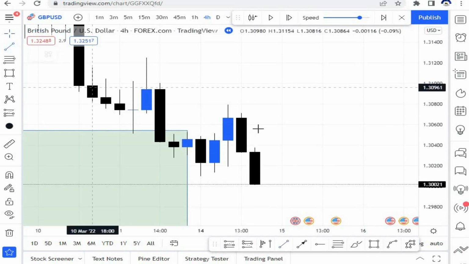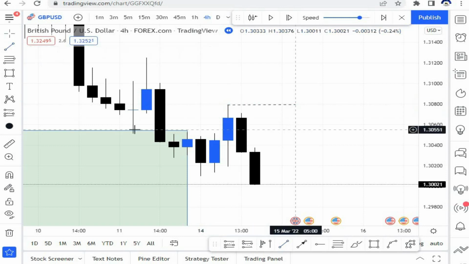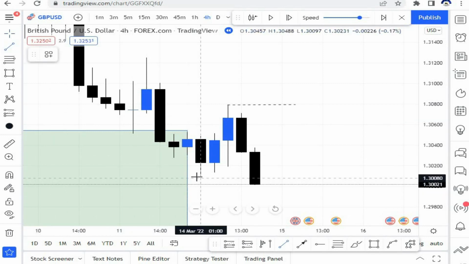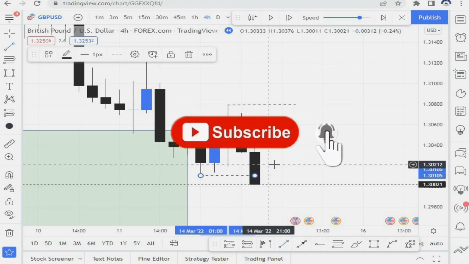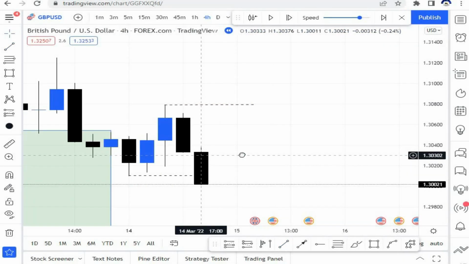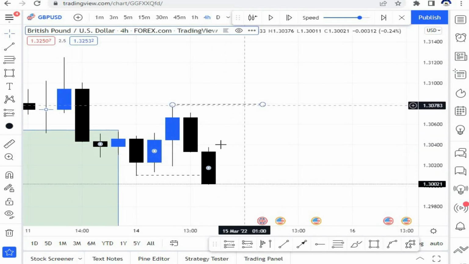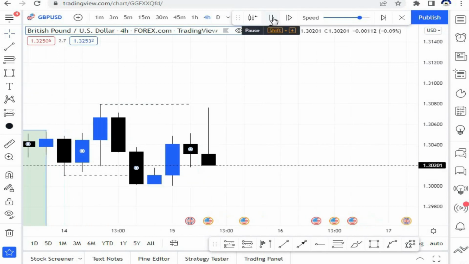So as you can see here, guys, we had this swing high here, right? And this swing low was being taken out, guys. As you can see, the swing low was being taken out here. So we're expecting the price to come and break this structure, meaning they'll give you a reversal pattern. So now let's play and see what the price will give us.